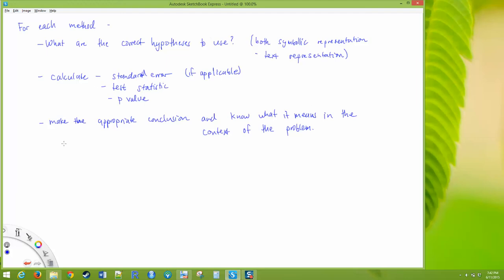So that applies to the hypothesis tests. For confidence intervals, also know how to make the appropriate conclusion. I guess that's that. Okay, so I'll just very quickly blast through all the different statistical methods, just a recap, to make sure we have the correct hypotheses for each of these things.